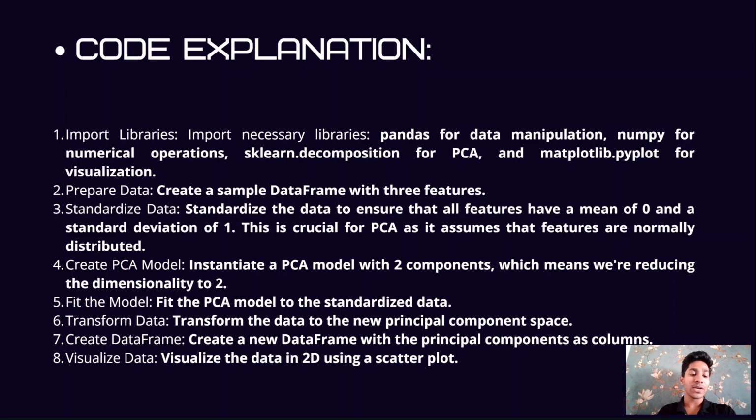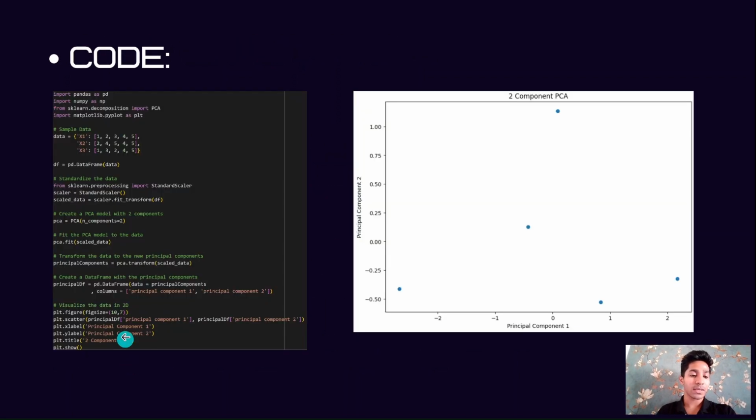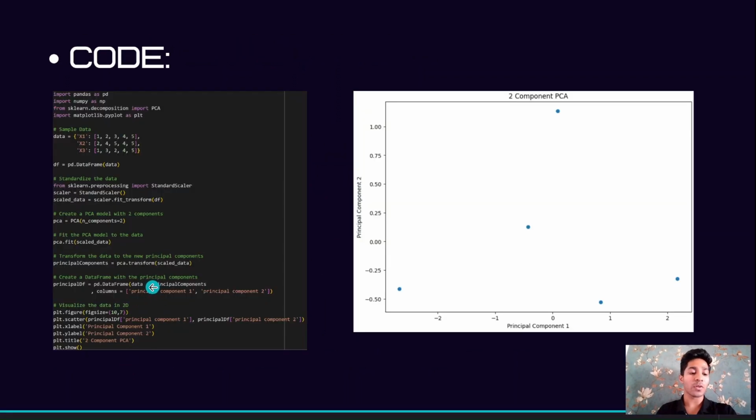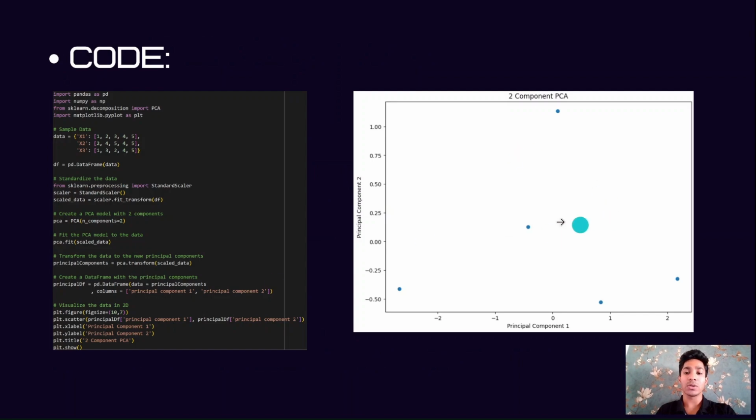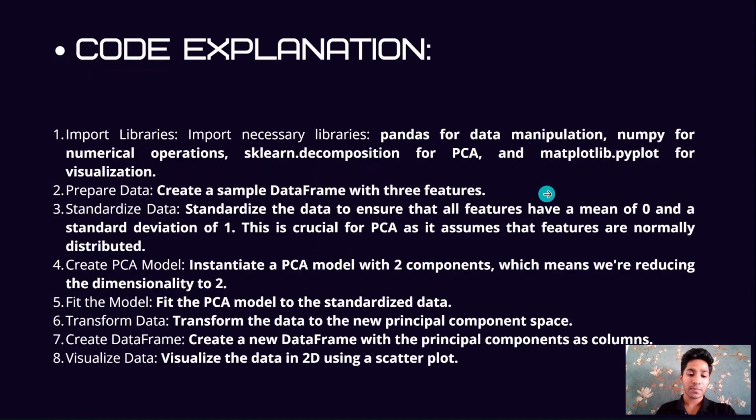The seventh step is creating a data frame. Creating a data frame means a new data frame with the principal components as columns. Here it is, we are making them in the form of columns. And the final, eighth step is visualizing the data, which means visualizing the data in 2D using a scatter plot. So here the output is in the form of a scatter plot. So this was all regarding the PCA model. I hope you liked the video. Thank you.